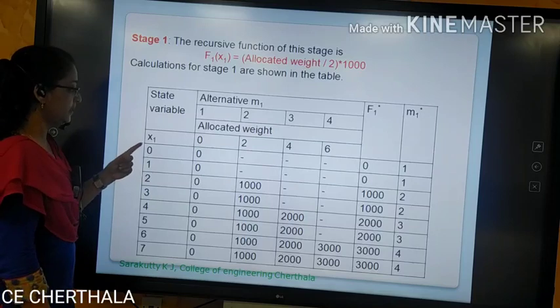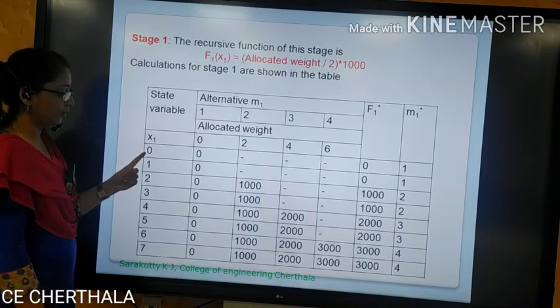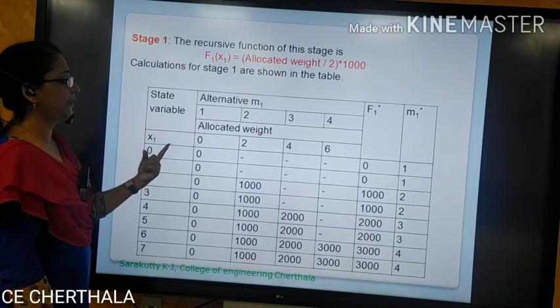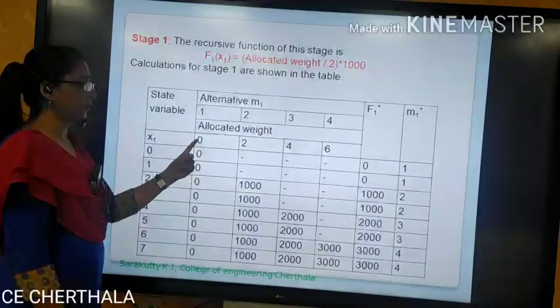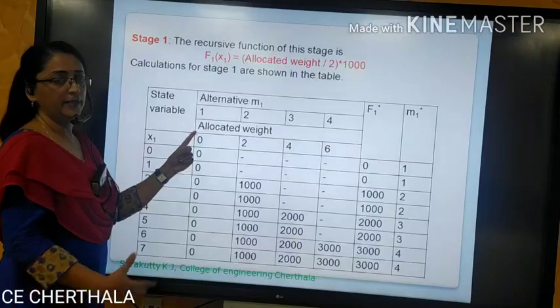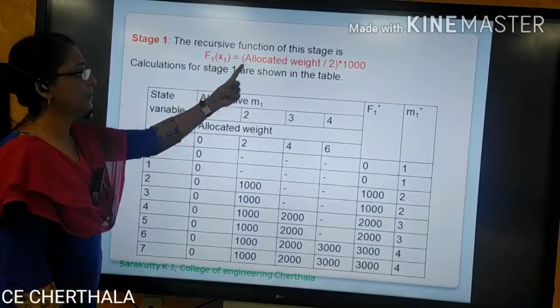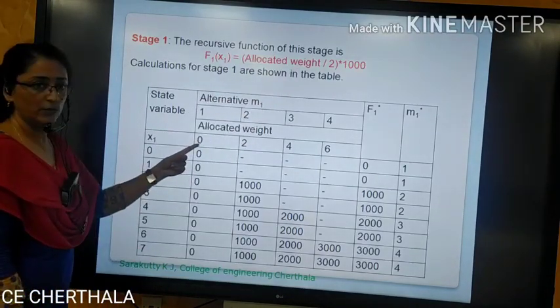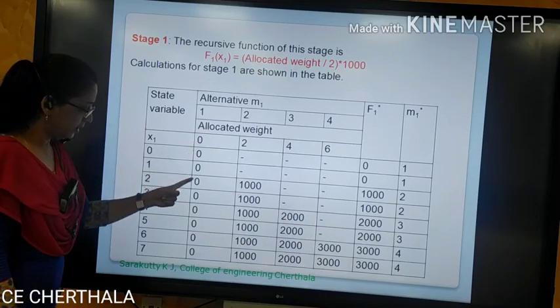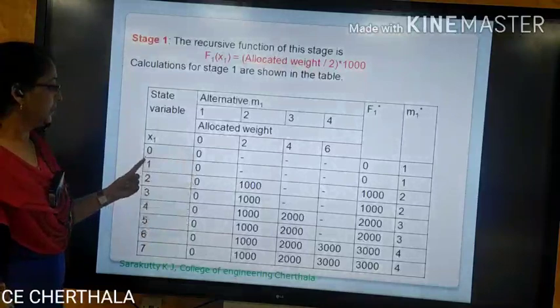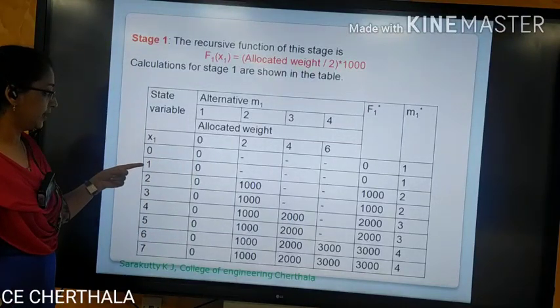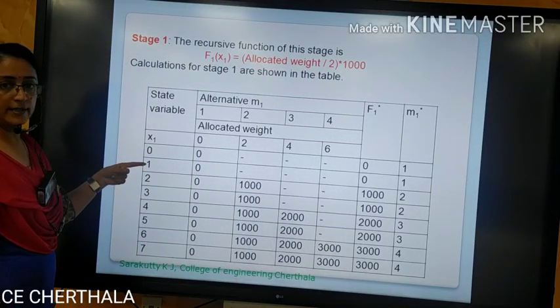Now the first state variable value is 0 ton. Corresponding to 0 ton, there is only one option. We can take this option, 0 ton. If we take 0 ton, the function value is 0 by 2 into 1000, so 0. So below that cell, all the cells have 0 values. Then the second row is 1, 1 ton is the weight.